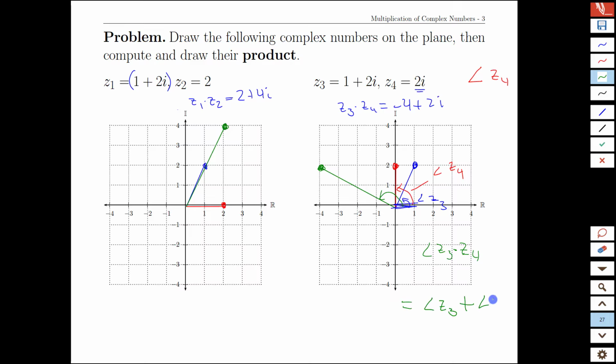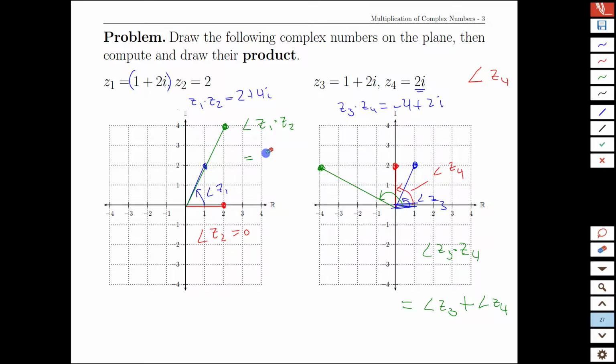Now, does that work back here? Is that plausible? Absolutely. We had one angle that was 60 degrees-ish. It's not exactly, but ballpark 60. That was Z1's angle. And the Z2 angle was just 0 because it was just flat along the real line. When we multiplied them, we got this angle plus 0 angle, so we got that angle for Z1 times Z2.